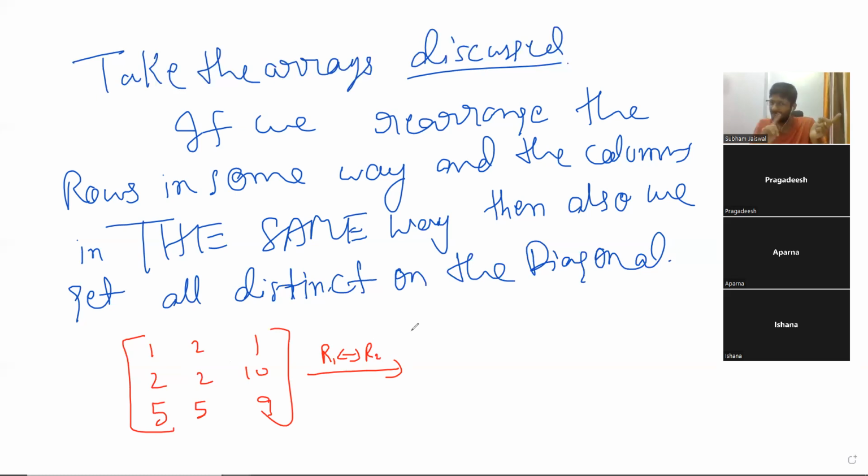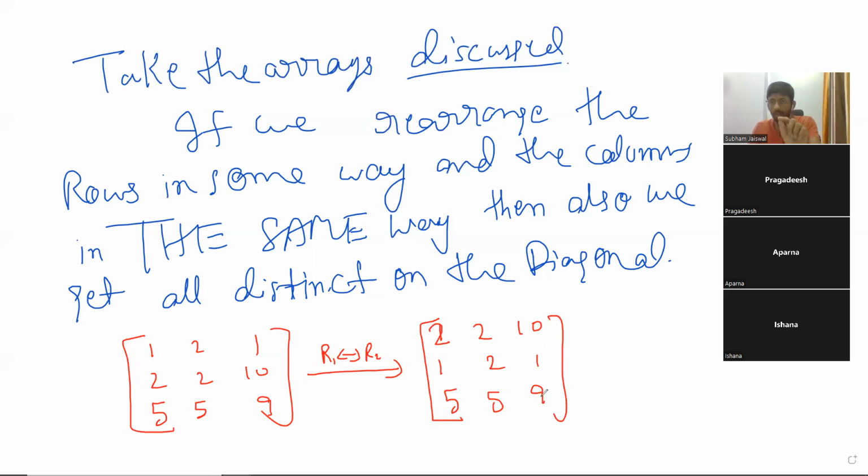Does it matter whether you do it after or before? That's also an interesting question to think about. But one at a time, right? If you swap the first and the second row, see what happens. This is what it means by swapping the first and second. And so this is 2, and the first row comes second. The last one doesn't move.